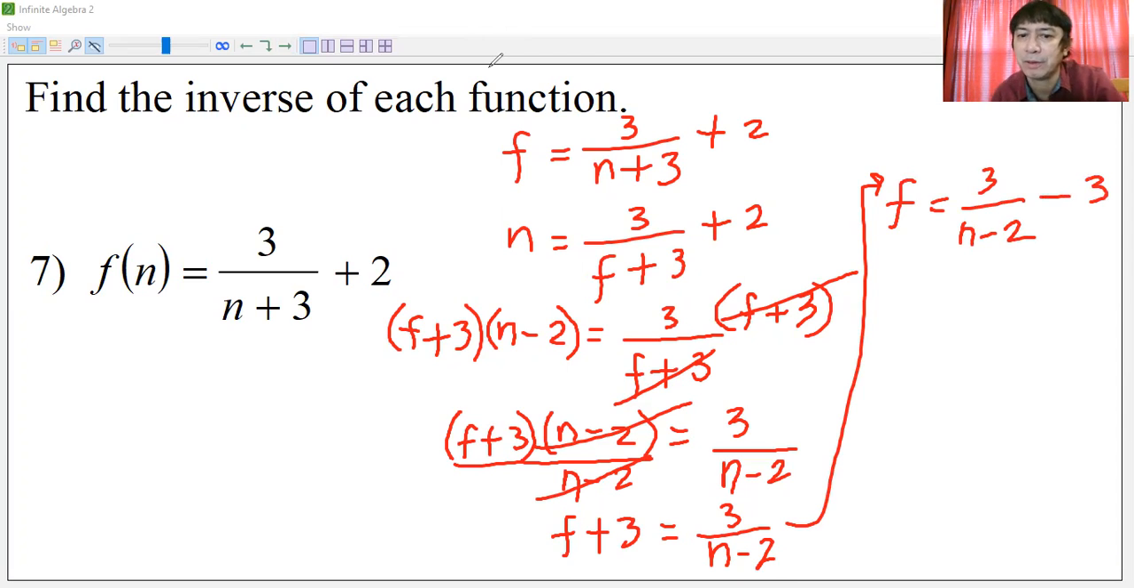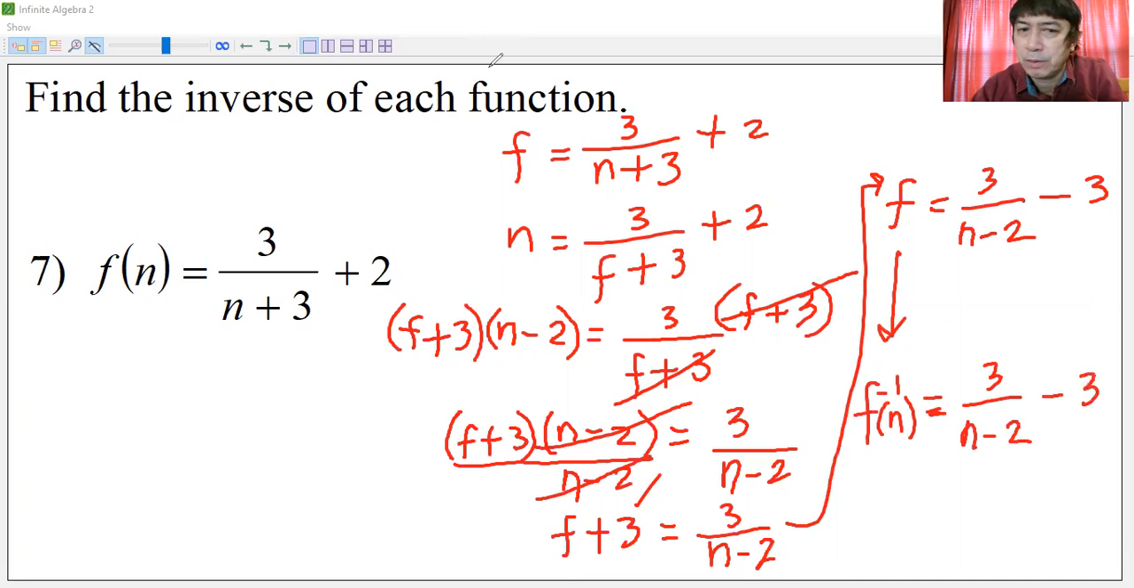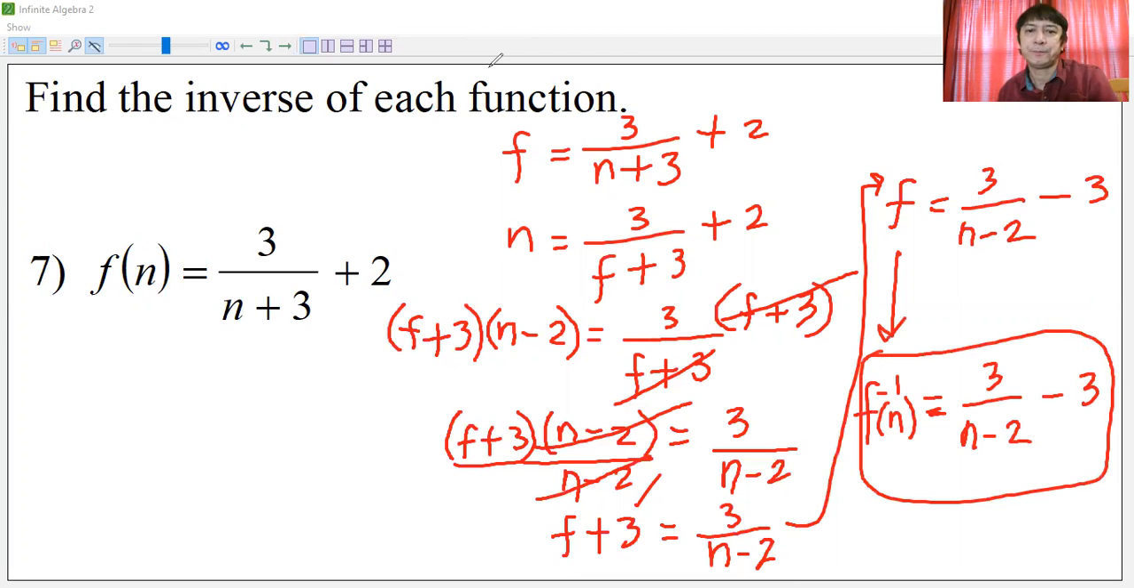minus 3. Remember, if you transpose this 3 to the other side, it becomes a minus. And so we can now write this f as f to the negative 1 of n, an indication of the inverse of the given, and this is equal to 3 over n minus 2 minus 3. And this is the answer.